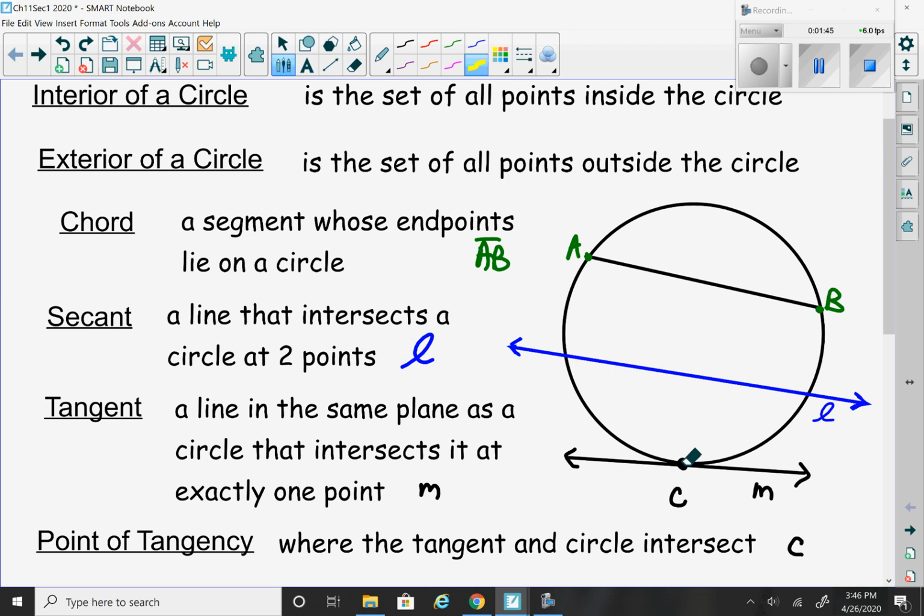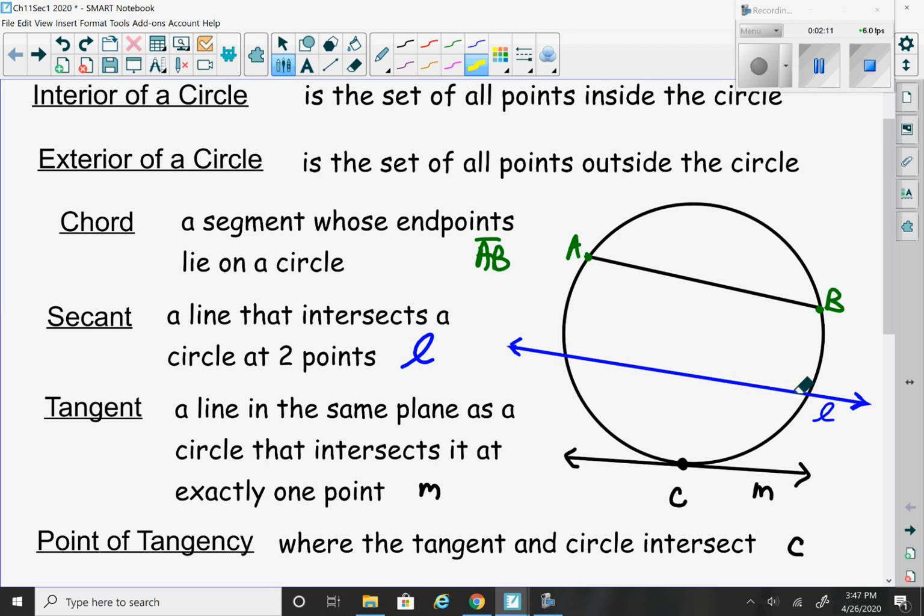Notice that, again, a chord is a segment. It has distinct endpoints, right? So this is a chord. A secant goes on forever. It's a line that extends forever in both directions. But both of them will hit a circle in 2 points. So technically, there is a chord contained inside a secant, right? That piece of the secant that's inside the circle, that's a chord.